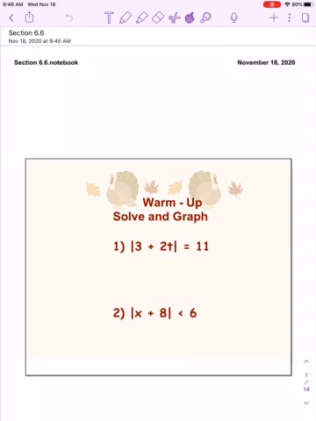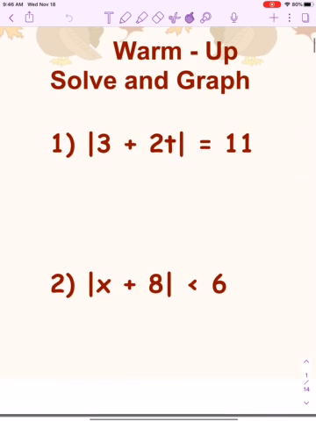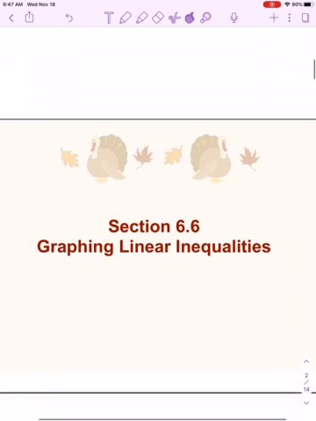All right, we are doing 6-6, the last section of chapter 6. You can go ahead and do the warm-up on your own. Just remember that when we have these absolute value brackets, that means you need your two equations, one with the positive and one with the negative. And when you do the negative with the inequality, you got to flip that around as well.